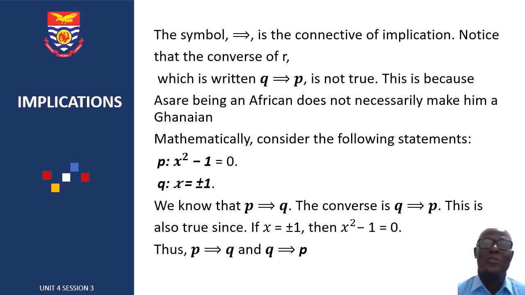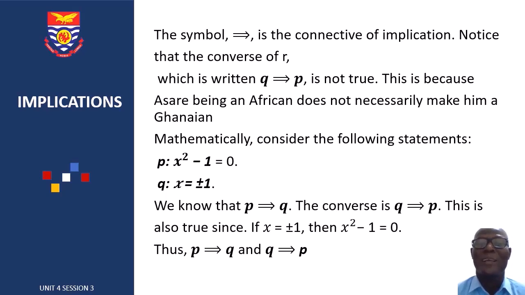Now let's note that the converse of the statement R, which is the combination of P and Q, is not true. This is not true because when Q implies P, it means if Asari is an African, then Asari is a Ghanaian. But the fact that Asari is an African does not mean Asari is a Ghanaian. Asari may belong to any other country, and hence that statement is not true.